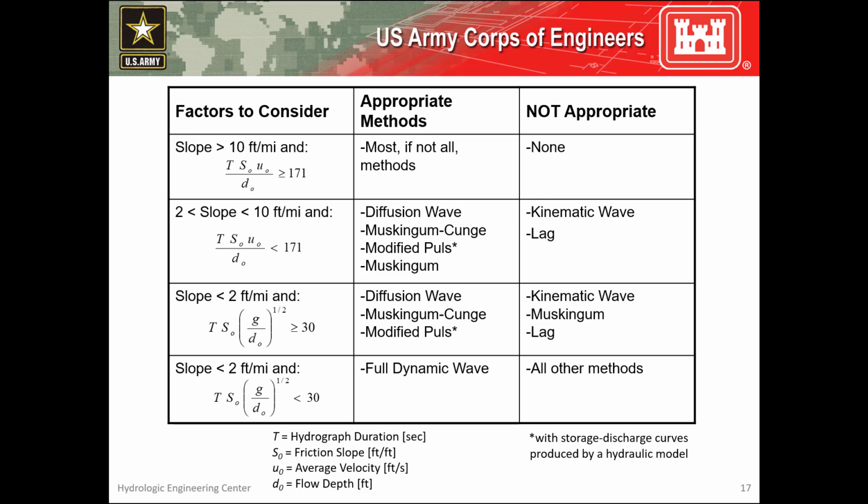Here are some slope and hydrograph considerations. In general, if channel slopes are over 10 feet per mile and the hydrograph is relatively slow to rise, using the Ponce criterion, most routing methods will do just fine. But as channel slopes decrease, and if the rate of rise of the hydrograph becomes appreciably fast, hydrologic routing methods start to produce erroneous results. For channel slopes less than 2 feet per mile, only the full dynamic wave equations will do a good job producing results.